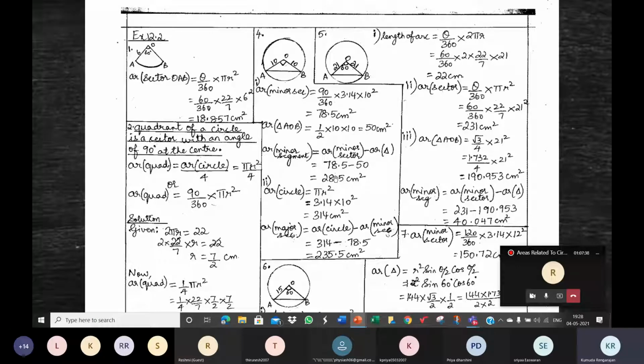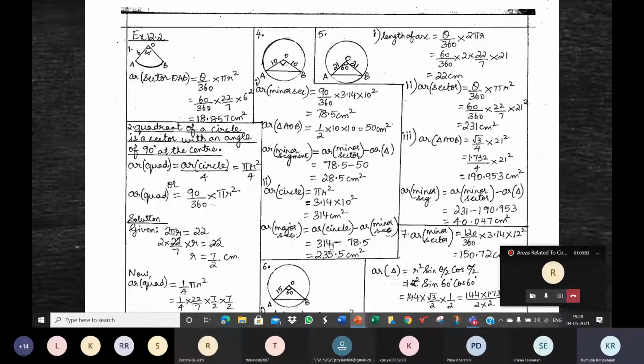Now next is to find the area of the major sector. Which is the major sector? This full thing. This one is the major sector, children. How do we find the area of the major sector?